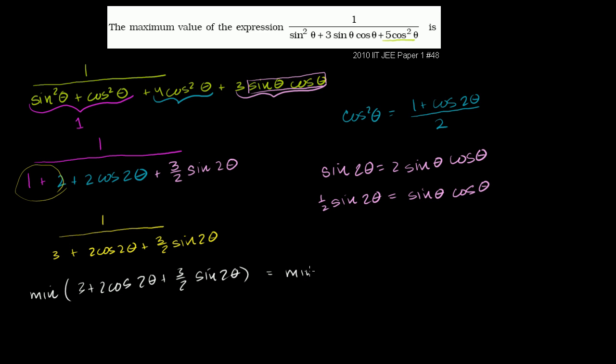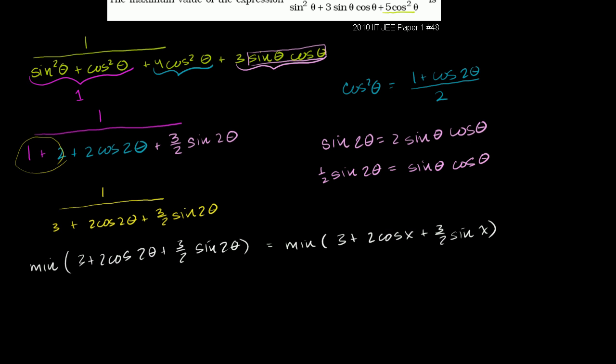is going to be the same thing as the minimum value of 3 plus, I'm just going to do the substitution that 2 theta is equal to x. That just simplifies things a little bit. You don't have to do that. But so 3 plus 2 cosine of x plus 3/2 sine of x. So this is a pretty simple expression. Let's see how we can figure out its minimum value.